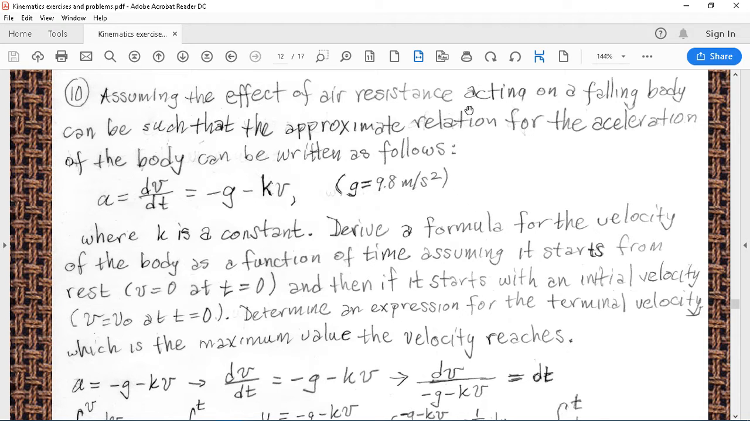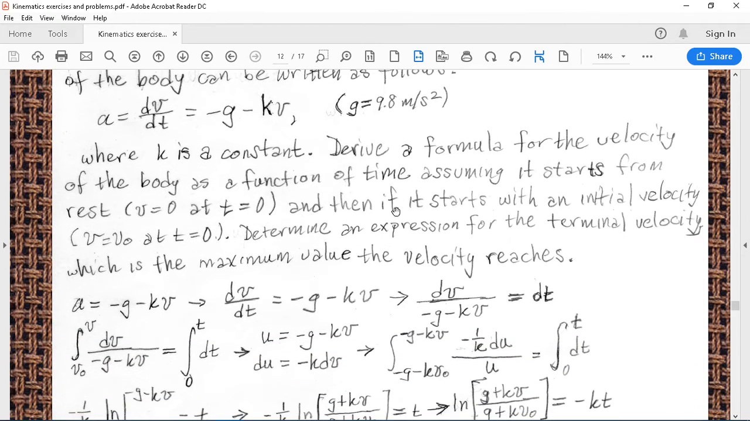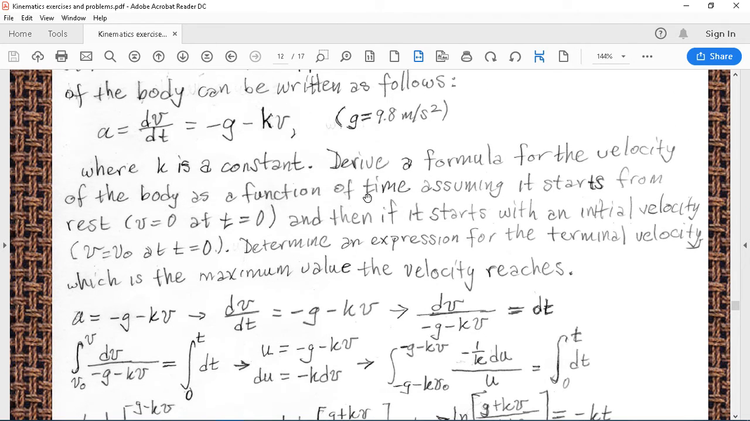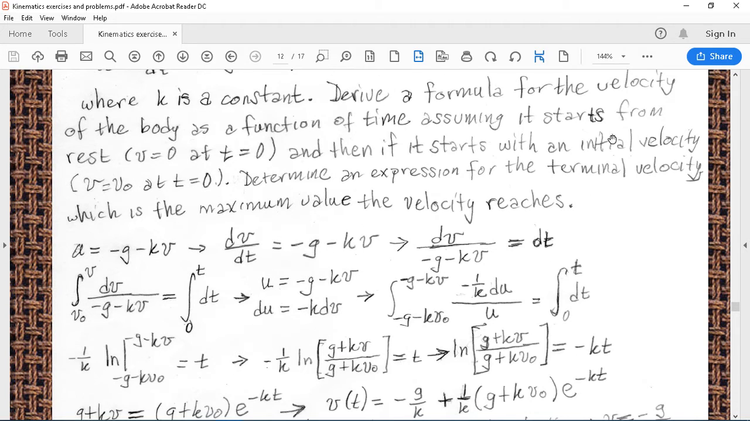the effective air resistance is present and acting on the falling body, and that we can use the following expression for the acceleration of the body, which can be written in the following way: a equals dv/dt equals minus g minus kv, where g is the acceleration of gravity, which is 9.8 meters per second squared. k is a constant, and so given this expression for the acceleration, we must derive a formula for the velocity of the falling body as a function of time, assuming it starts from rest, that is, v sub 0 equals 0 at t equals 0.